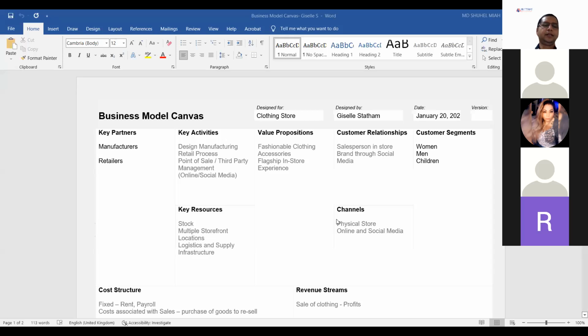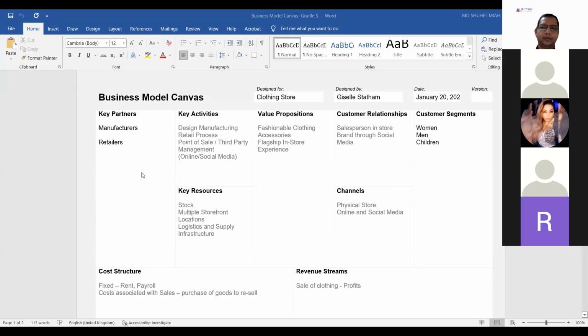Now let's look into Zizel's plan. This is what Zizel created, the business model canvas for a clothing business or clothing store. Your key partners are your manufacturers and the retailers. How about the suppliers themselves? Suppliers also can be your partners.